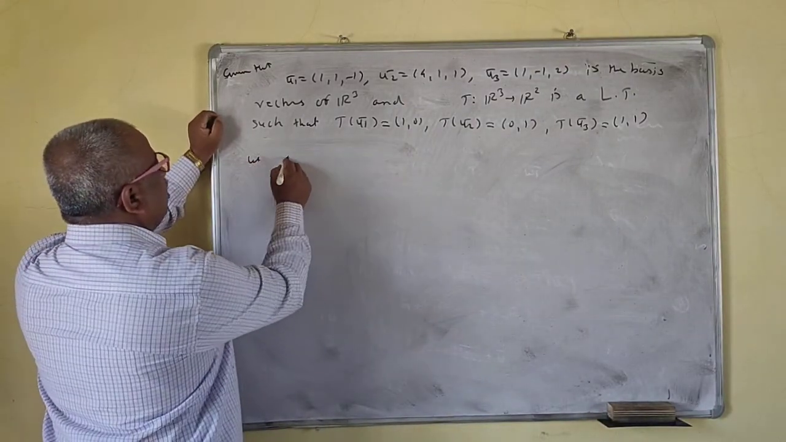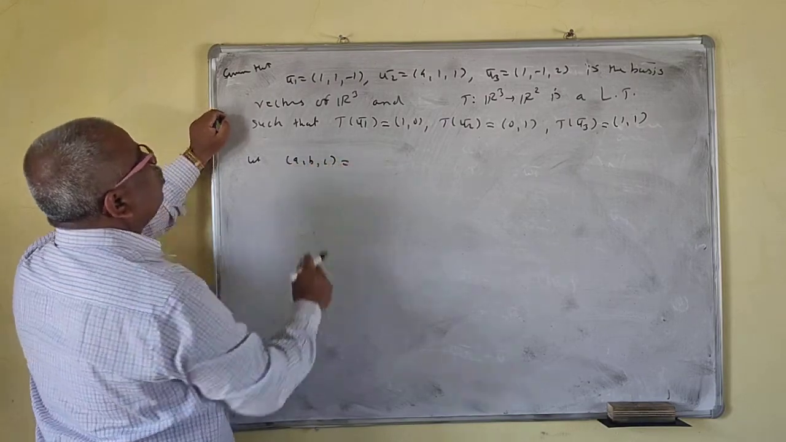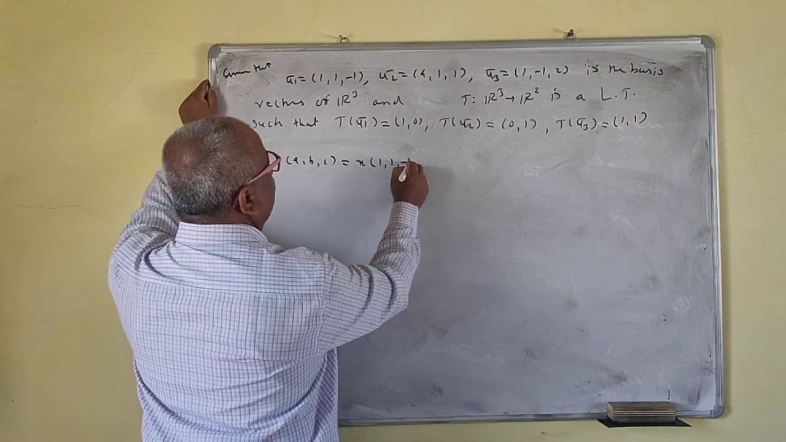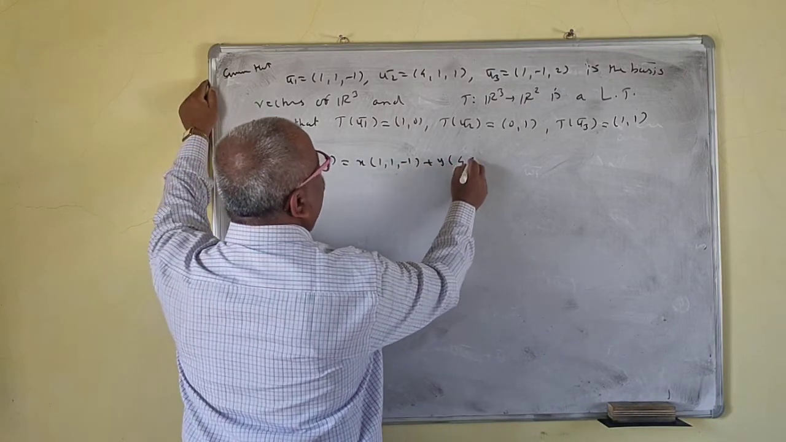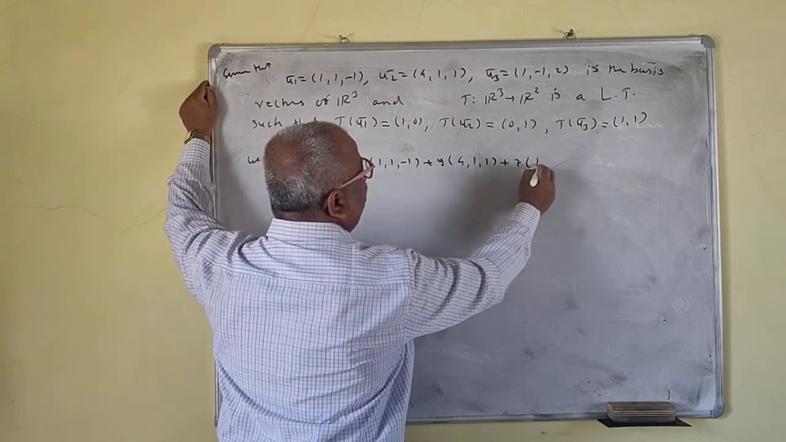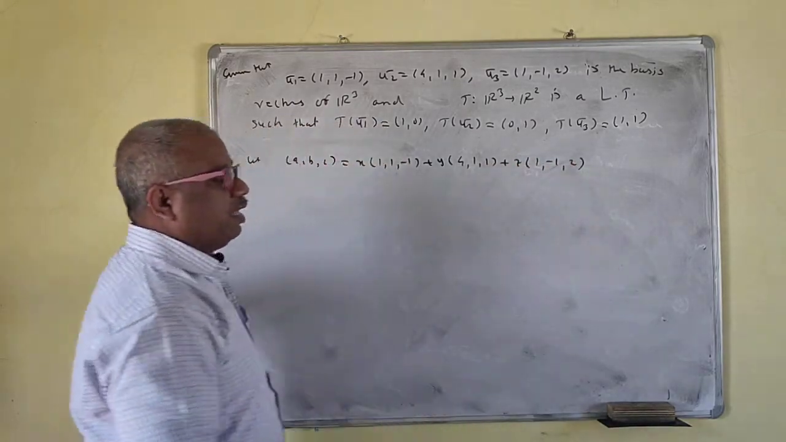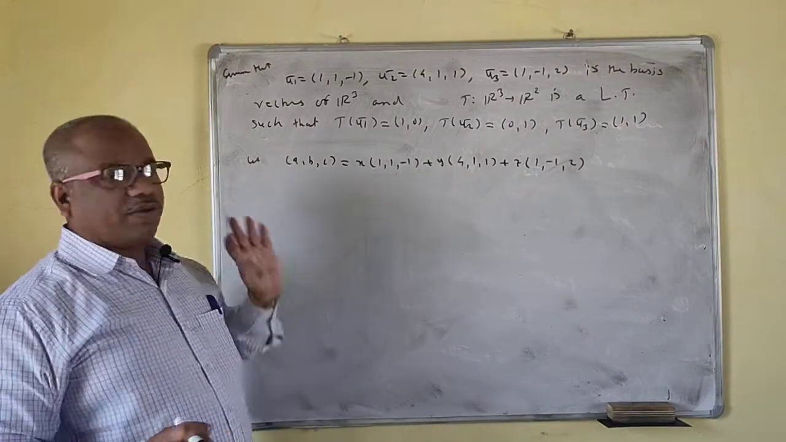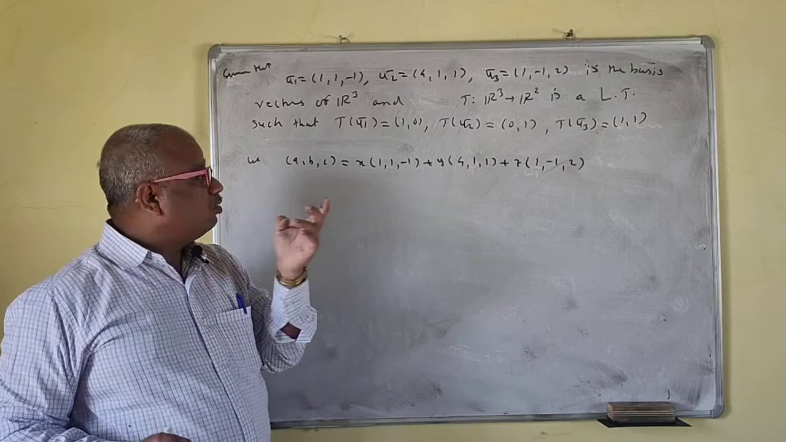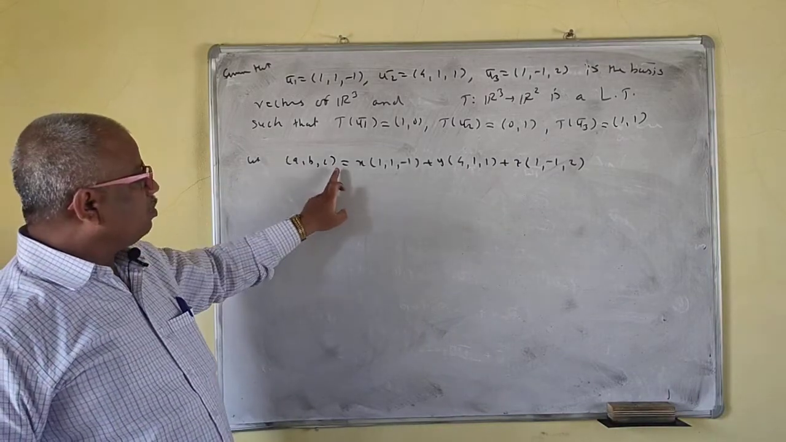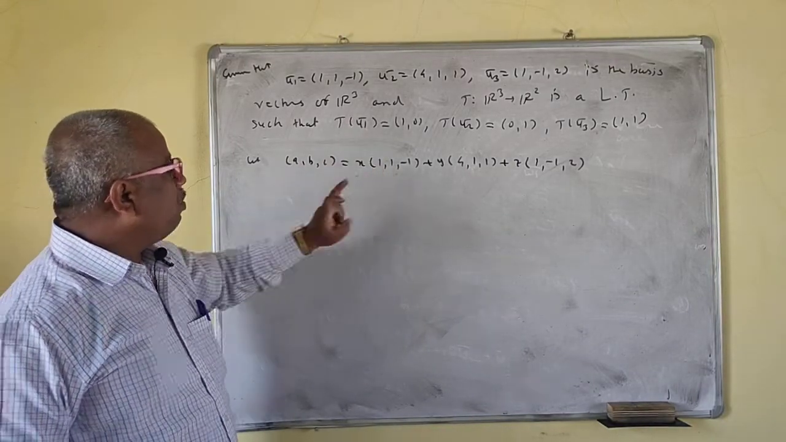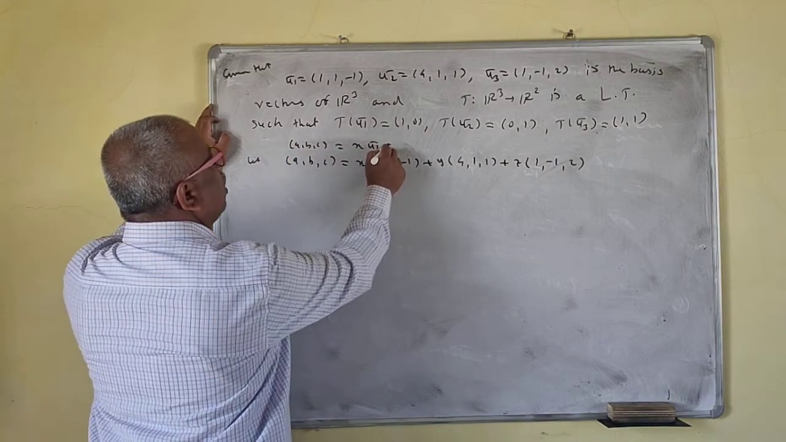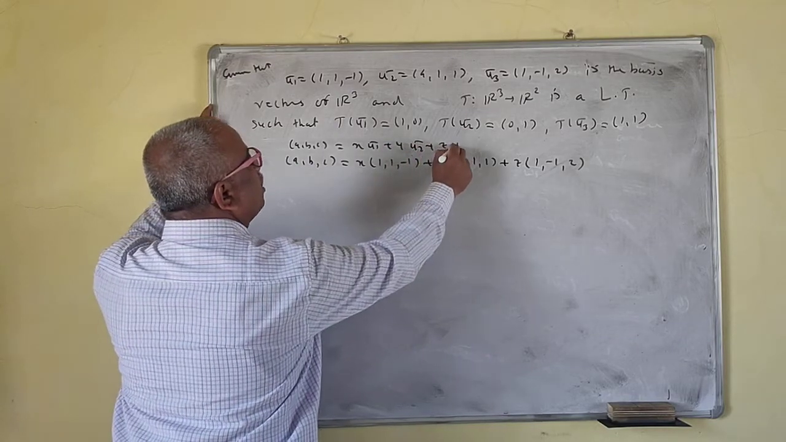So let (a, b, c) be equal to, since the basis vectors of R3 are these, x times (1, 1, -1) plus y times (4, 1, 1) plus z times (1, -1, 2). We have to find the values of x, y, z in terms of a, b, c, and then apply T. So (a, b, c) is equal to x u1 bar plus y u2 bar plus z u3 bar.